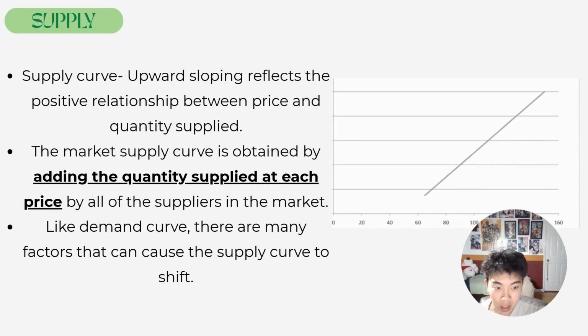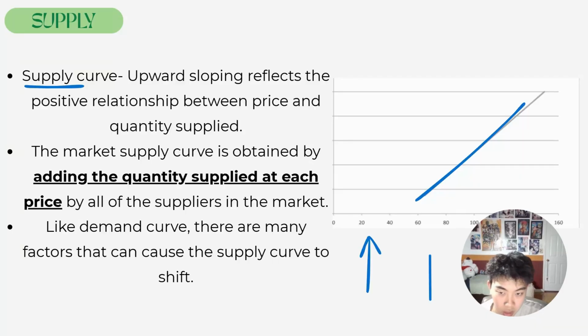And as I said before, supply is positive. It's upward sloping and reflects the relationship between price and quantity supplied. As price increases, your quantity supplied will also increase. And the market supply curve is obtained by adding the quantity supplied at each price of all the suppliers in the market. Like the demand curve, there are many factors that can cause the supply curve to shift.